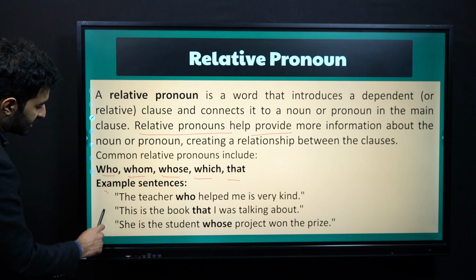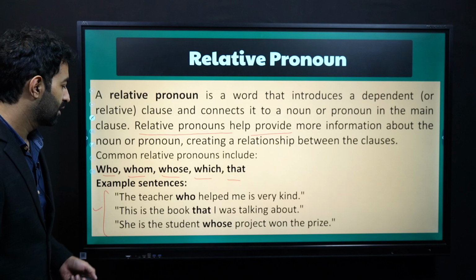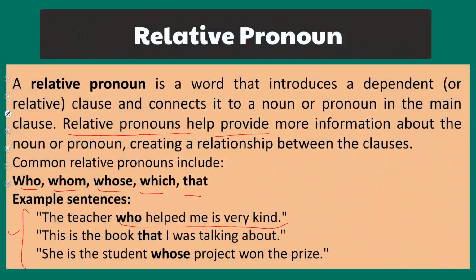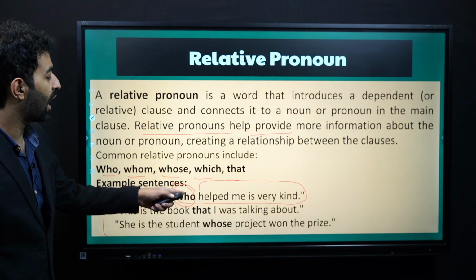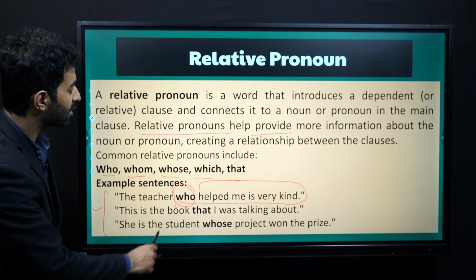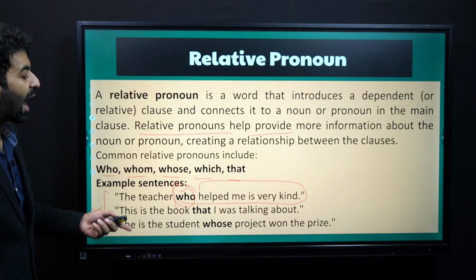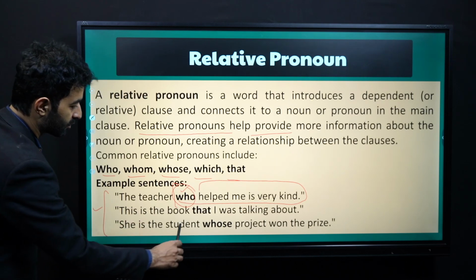Now, let's look at these examples. The teacher who helped me is very kind. This is an additional information about the teacher. So, who helped me is very kind. Dependent clause, and it is dependent upon the teacher. And this part over here tells us that it is a relative clause. This is the book that I was talking about.